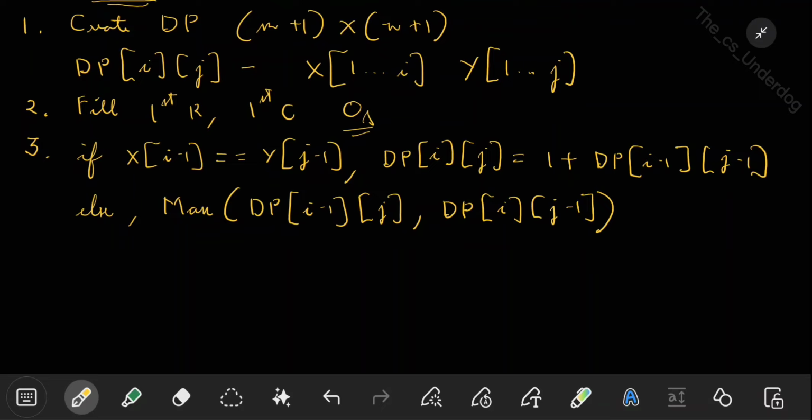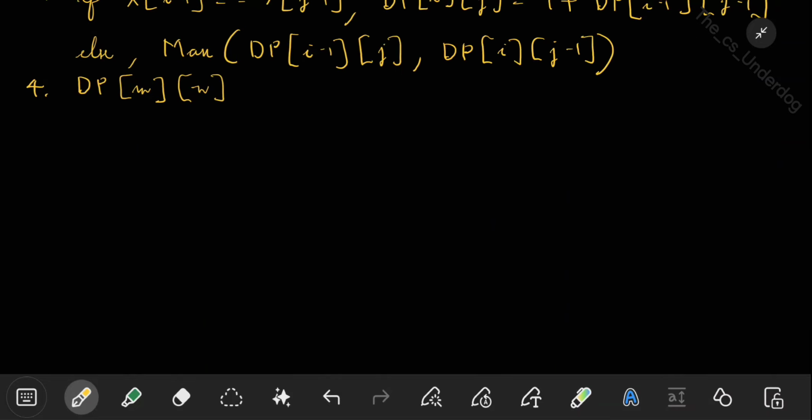Once you complete this, you follow this and fill each and every entry in the table. Whenever you complete, what should you do? Fourth step is you should look at the last entry, that is dp of m, n. Whatever is the last entry in your dp table, that will be having the length of LCS. And at the end of this lecture, we'll also see how to backtrack and find out the actual longest common subsequence. That is not just the length, how to find out the actual subsequence. So let us start with this.